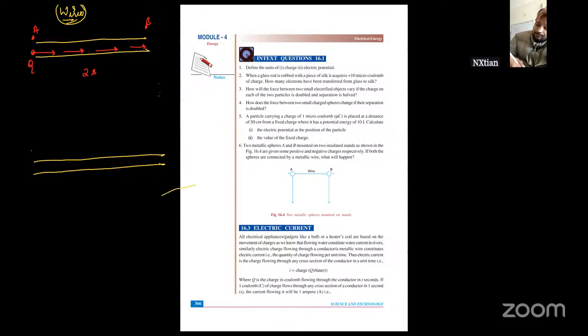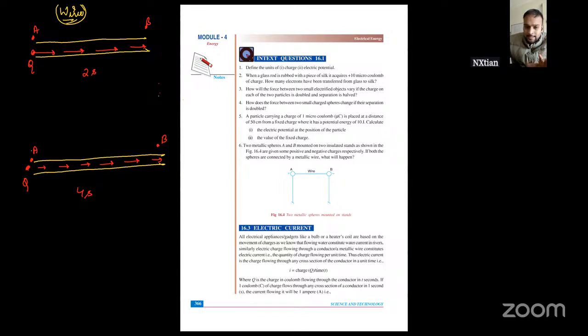Now in this one, the same charge Q takes 4 seconds, almost double, to reach from A to B. Everything is the same: the thickness, the wire, everything. So now which will have more electric current?